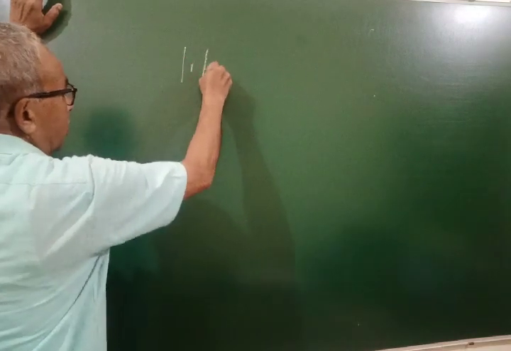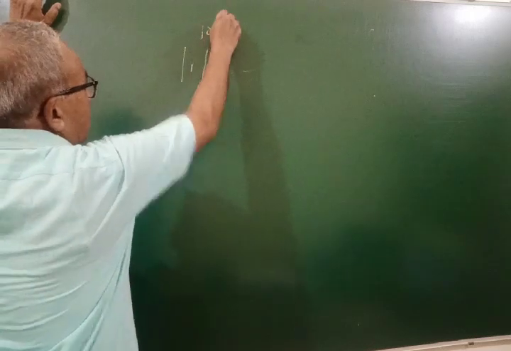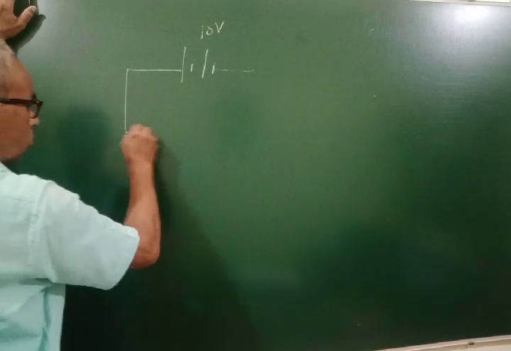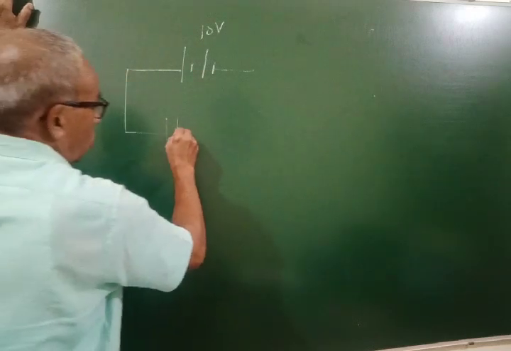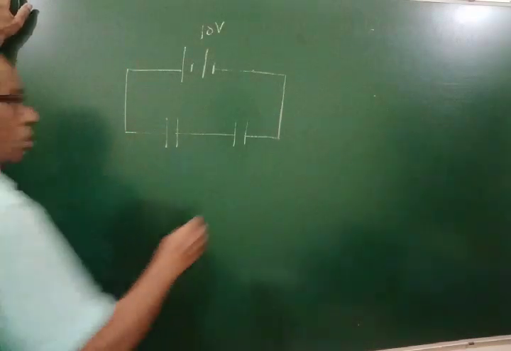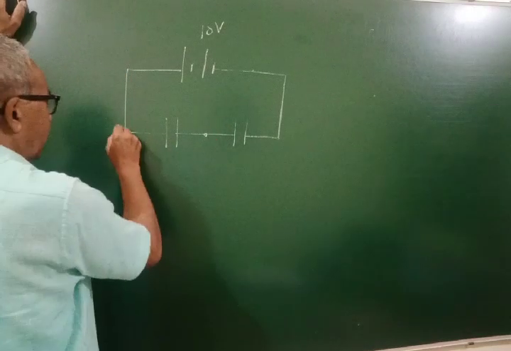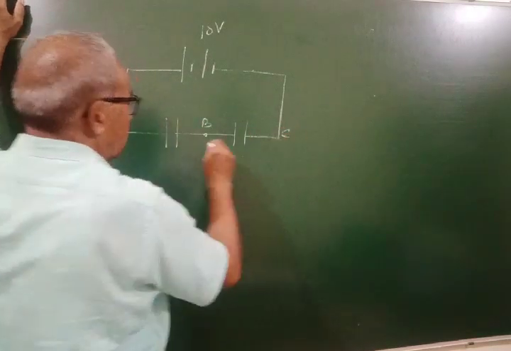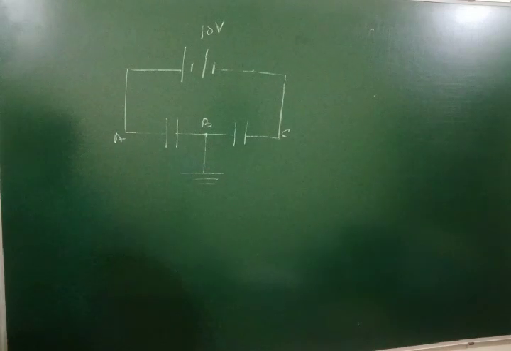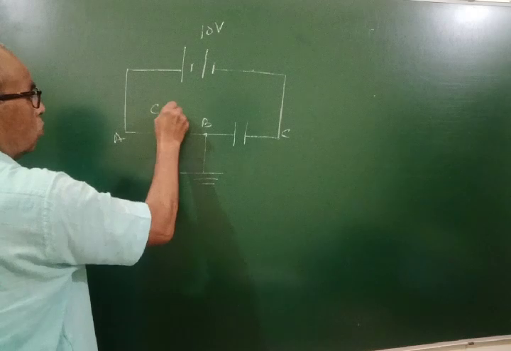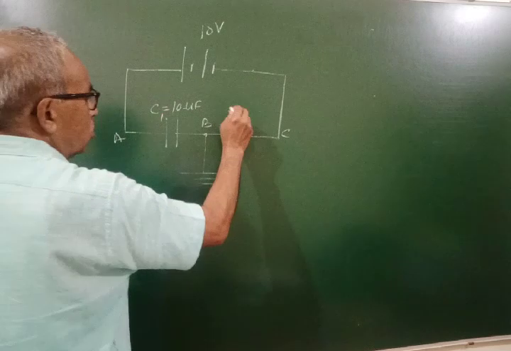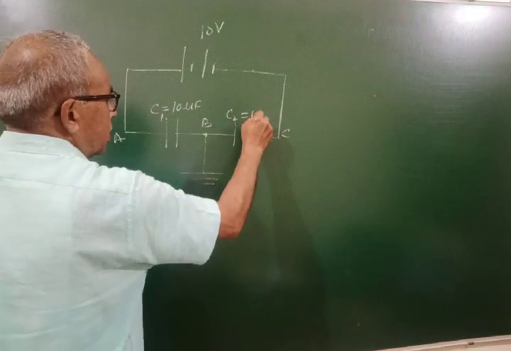Here is a battery of 10 volt, and there are two capacitors of equal capacitance. These are points A, B and C. Point B is earth. C1 and C2 are both 10 microfarad.